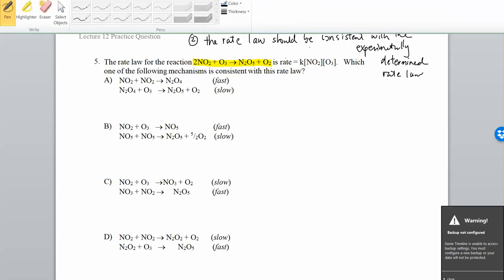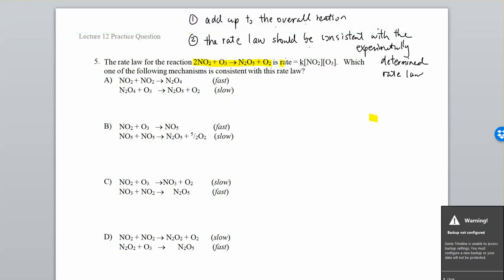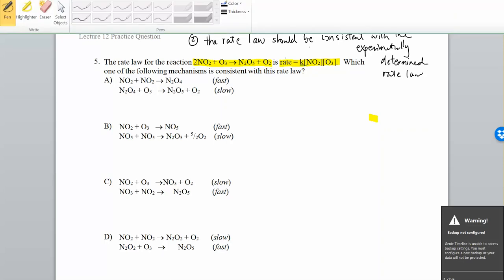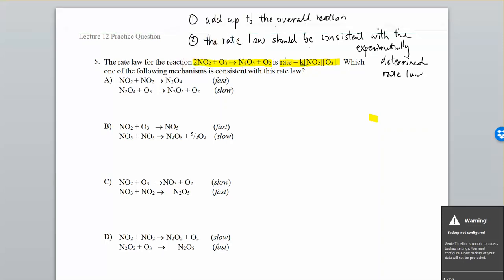Okay, and the experimentally determined rate law is given here as rate is equal to rate constant k times concentration of NO2 squared times concentration of O3. So that is my strategy that I'm going to apply to each of the reaction mechanisms. I'm adding step 1 and step 2 in reaction mechanism A. N2O4 is an intermediate and cancels out, and I have 2 NO2 plus O3, and the products are N2O5 and O2.